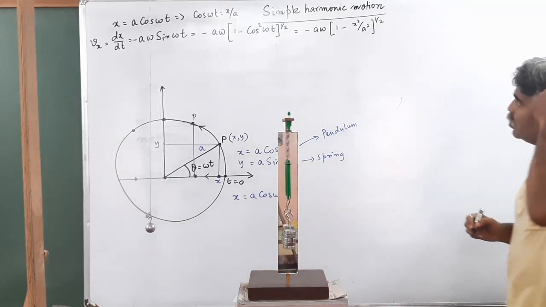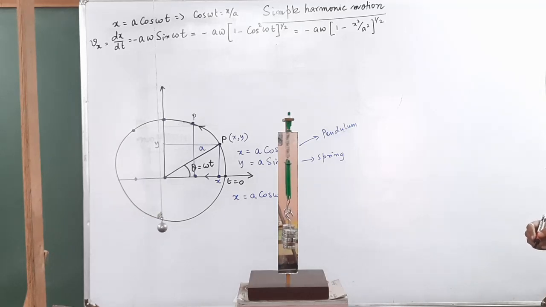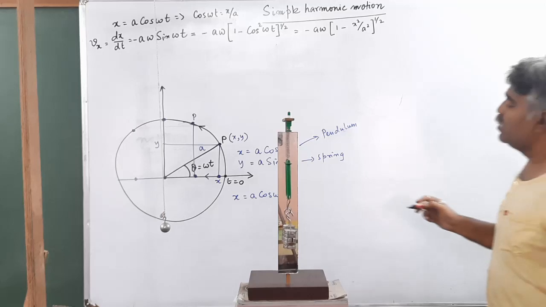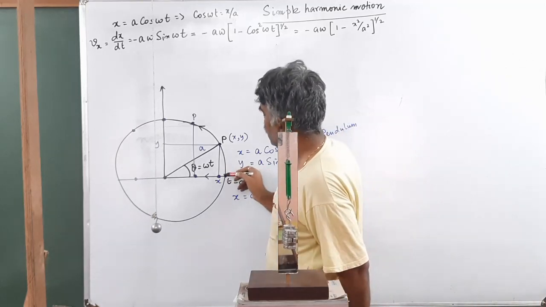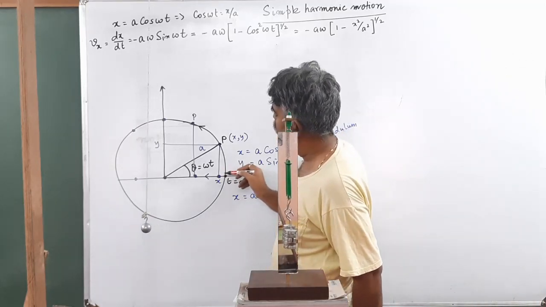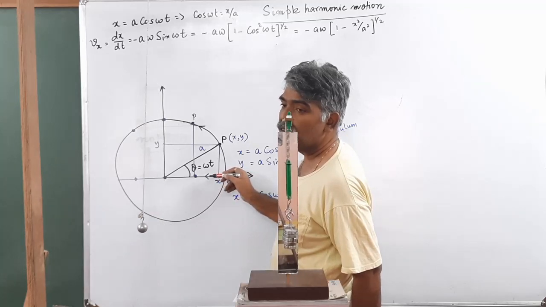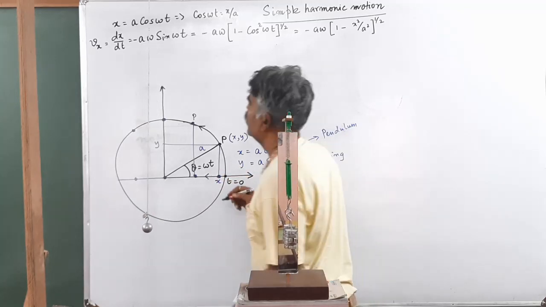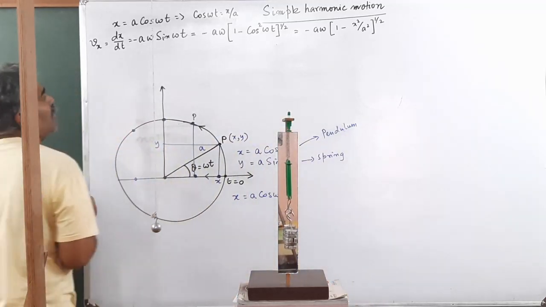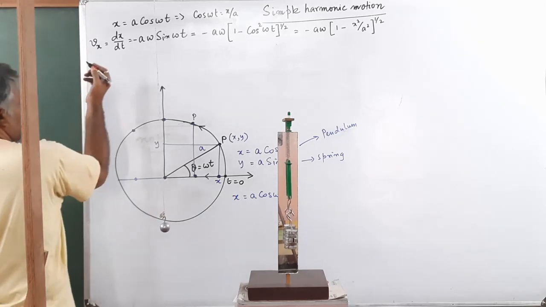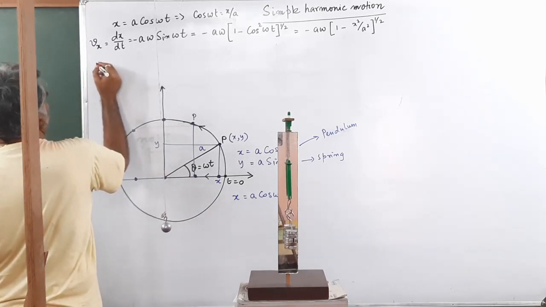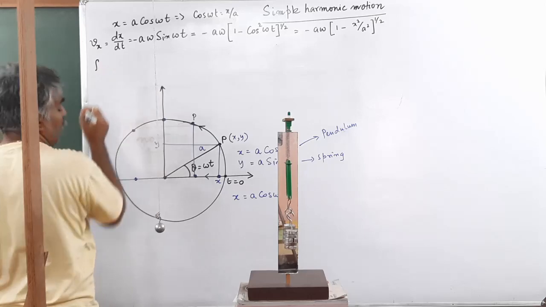So the velocity is in this direction, going like this. It's in the negative x direction. Now let's differentiate another time. So what is the acceleration?